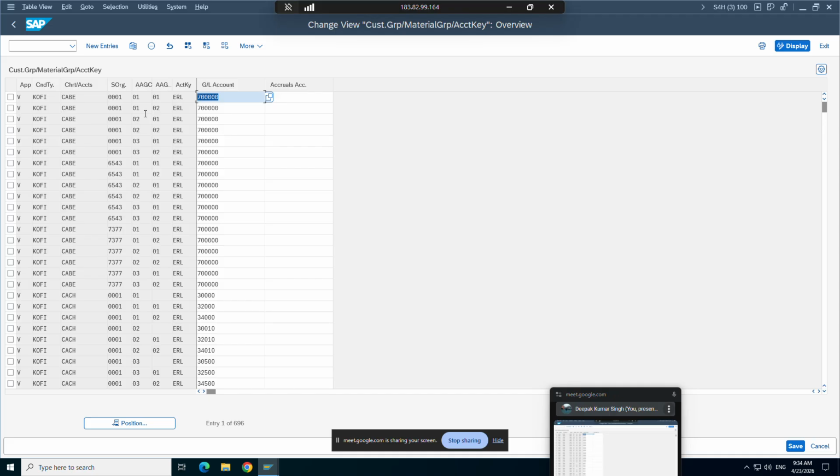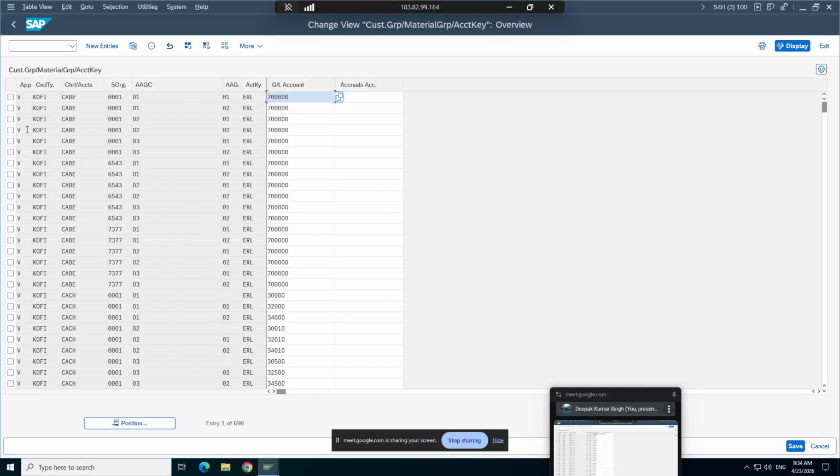Yeah. Now you see this field. Now again, how many parameters are there to determine the GL? Just tell me the number. How many parameters do we have to maintain to get the correct GL? 8 or 7? Seven, right? So these 7 are the parameters to determine the GL.